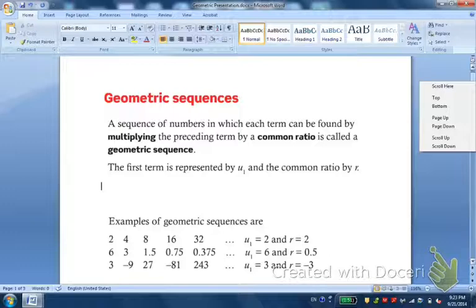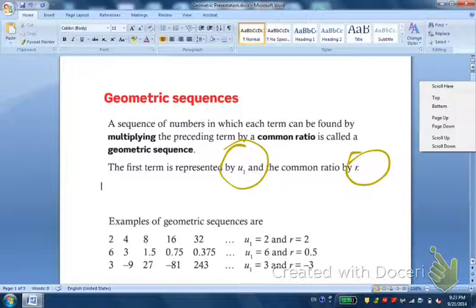Basically, a geometric sequence is a pattern that can be found by multiplying any term by a common ratio. It could also be called a common multiplier. Just like an arithmetic sequence, we can call the first term u1, and we can call the common ratio r. And here's our u1.